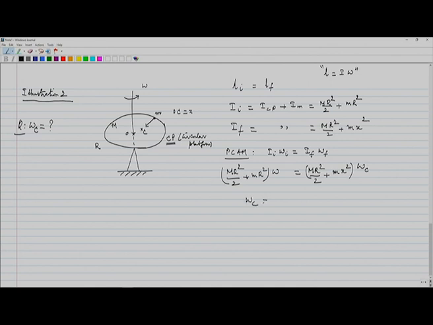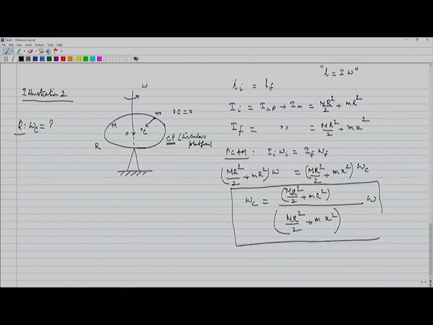Therefore, omega at c, which means the angular velocity of the entire system when the mass is at c, is equal to, let me write this in a little neater way, (M r squared by 2 plus little m r squared) divided by (M r squared by 2 plus little m x squared) times omega. Now it is clear that omega c is greater than omega. That is because, look at this numerator and denominator. In the denominator, you have a smaller quantity x squared here. Therefore, omega c is going to be greater than omega.